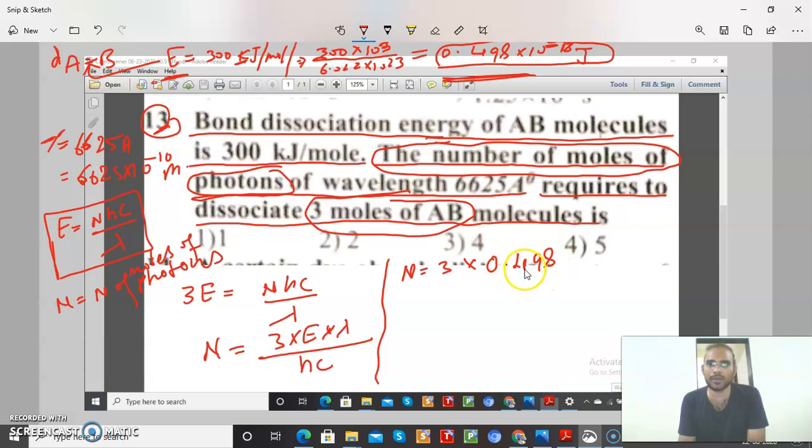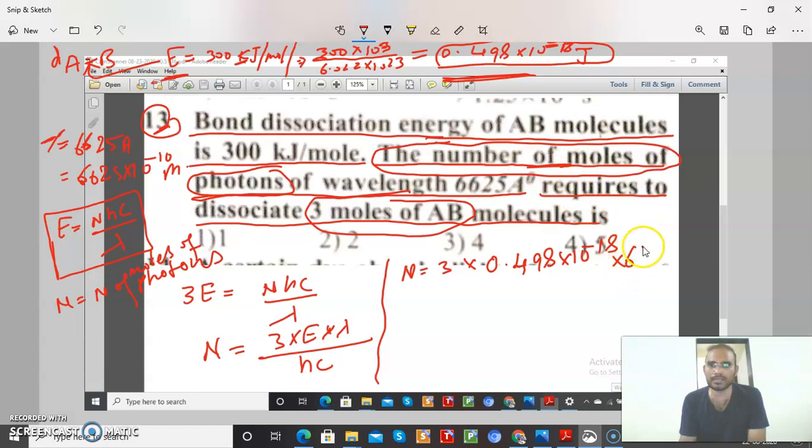0.498 into 10 power minus, how much is there, student? 10 power minus 18. 10 power minus 18 multiplied by the lambda value we have already calculated here, student. That is 6625. So we can mention here, student, this is the lambda value.